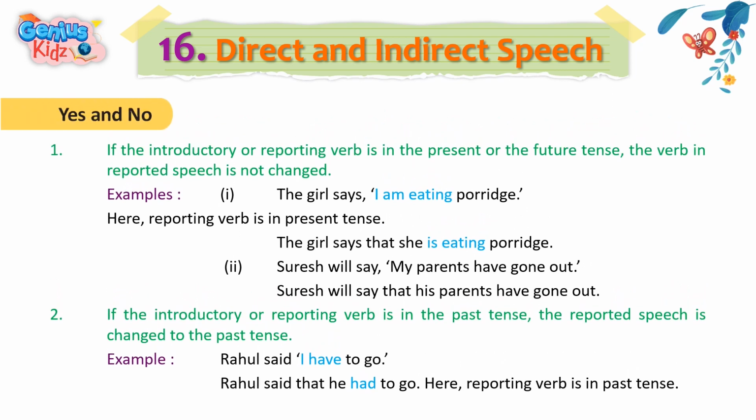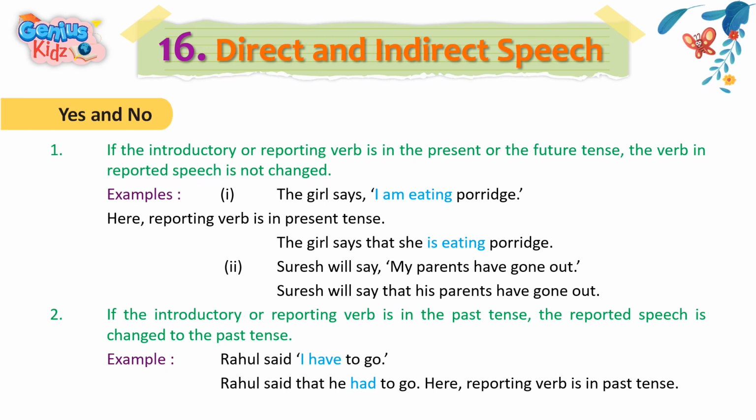Rules for changing tenses. 1. If the introductory or reporting verb is in the present or the future tense, the verb in reported speech is not changed. Examples, 1. The girl says, "I am eating porridge." Here, reporting verb is in present tense. The girl says that she is eating porridge. 2. Suresh will say, "My parents have gone out." Suresh will say that his parents have gone out.